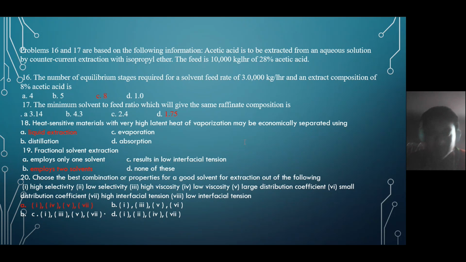So number 19, fractional solvent extraction. A, employs only one solvent. B, employs two solvents. C, results in low interfacial tension. D, none of these. We already know that fractional solvent extraction is the most powerful separation.